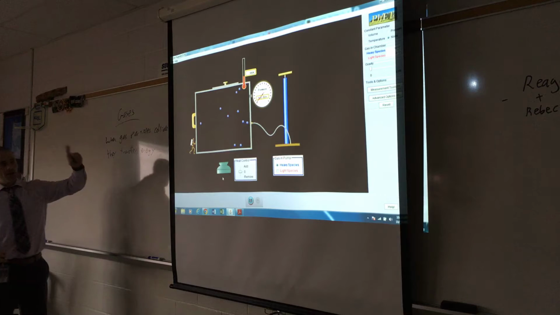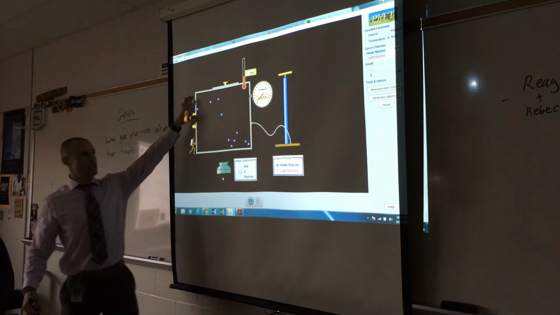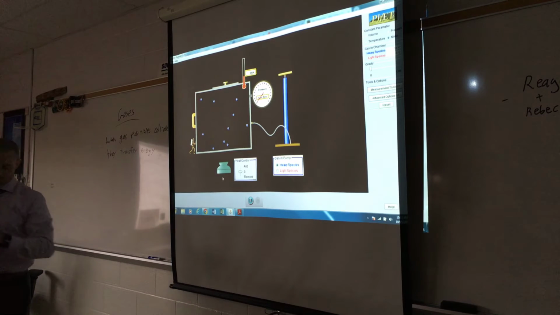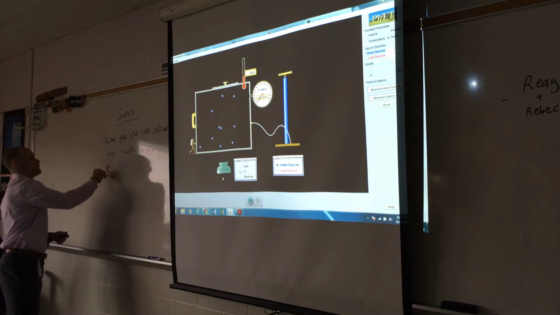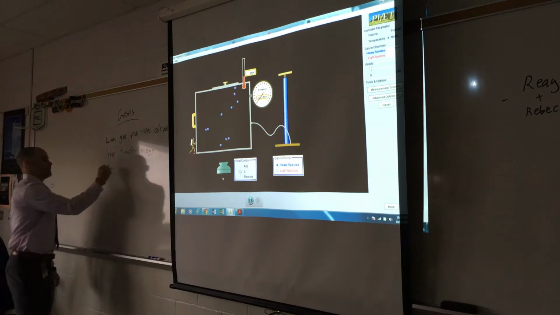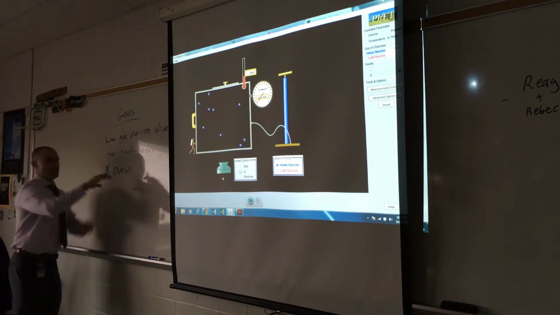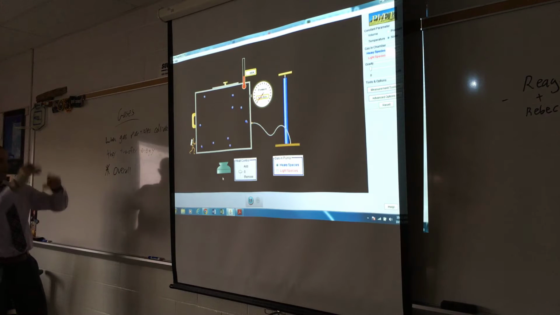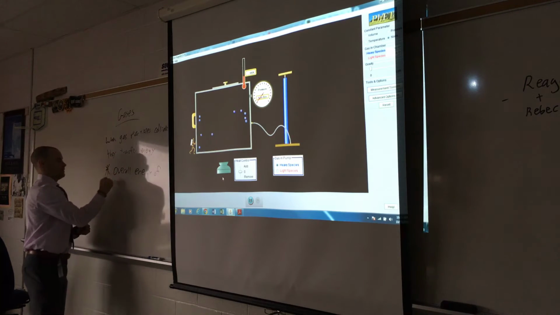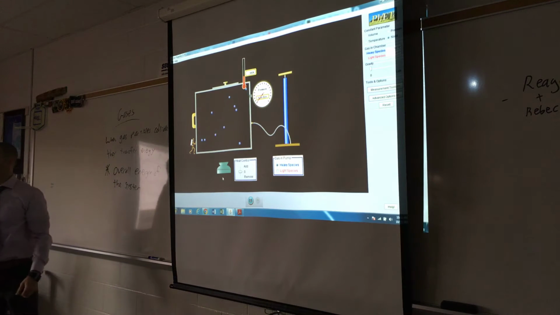All right, now, here's the key, though. Is this a sealed environment, a closed environment? Nothing's getting in, nothing's getting out. Here's the most important part. When they collide, yes, they transfer energy, but the overall energy of the entire system, the entire container, the overall energy of the system, what?